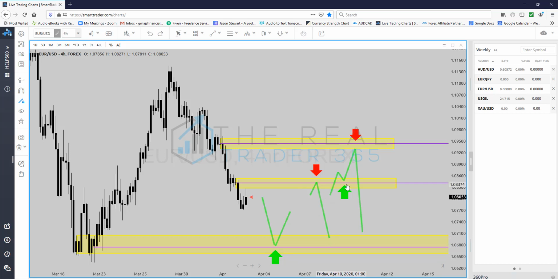Or we could break this level, go up to this area here, and then fall, because I'm thinking this level is an important level from the daily, so this level should get hit. We just don't know how as yet. So even if we correct all the way back up to here, I'm thinking the market would still try and make a push to come down to this level here, right?